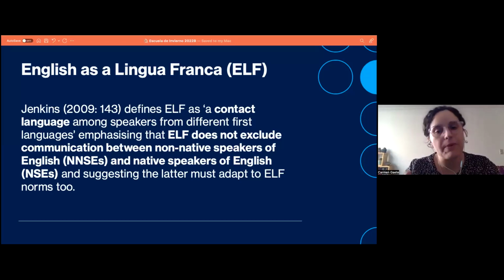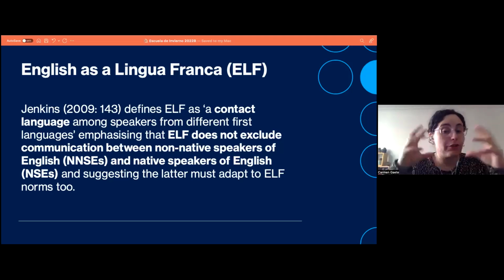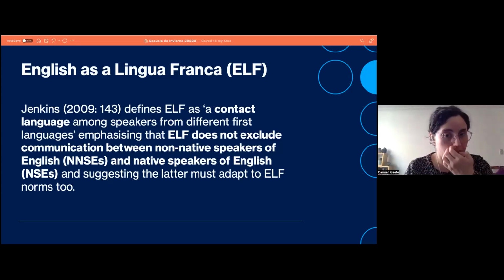Yes, we're going to talk about some of these norms in a minute, not all of them. So basically, this moves away from the traditional concept of a lingua franca as a language that we use to interact in a third space, so to speak. In this sense, the third space is not given when we have native speakers of English interacting with non-native speakers of English.